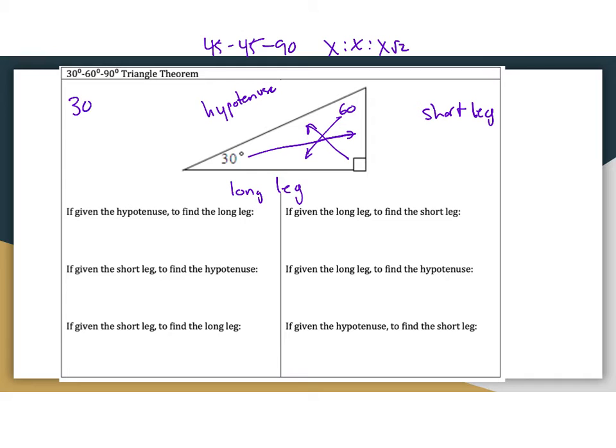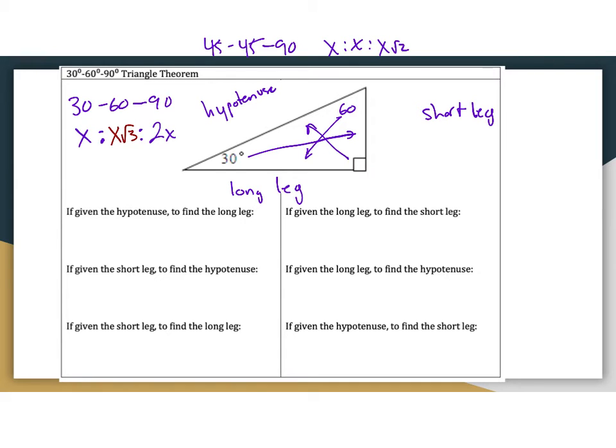30, 60, 90 is a little bit trickier. First off, we've established that the short side is always going to be half of the long side. And the hypotenuse is always going to be double the short side. So if you know one of those, then life is not too difficult. For that middle term, we figured out that a square root of 3 will be involved. It ends up being the short side times the square root of 3.